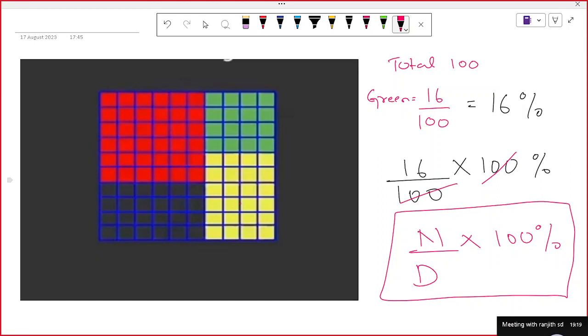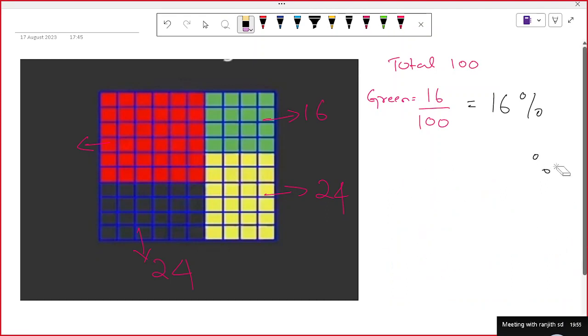Calculate the percentage of yellow. Let me write the values here. There are 16 greens. And how many yellows? 3, 4, 5, 6. 6 fours are 24. And the number of blue, black, and you all find out red. If the entire thing is 100, how will you calculate red? You add everything and subtract, right?